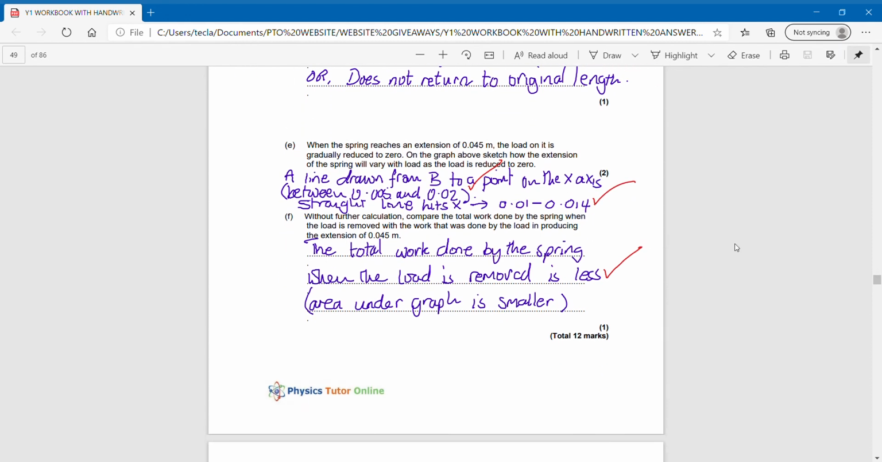Okay, part F. Without further calculation, compare the work done by the spring when the load is removed with the work that was done by the load in producing the extension of 0.045 meters. So the total work done by the spring when the load is removed is less. We know that because the area under the graph is smaller. And that's one way to think about that. The area under the graph represents the work done. So if it's a lower line, then there's less area underneath.